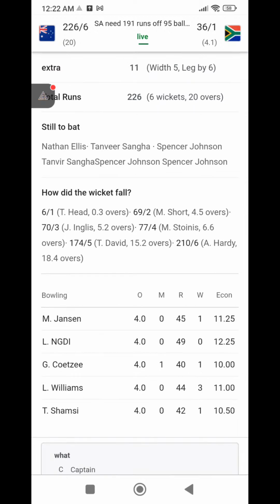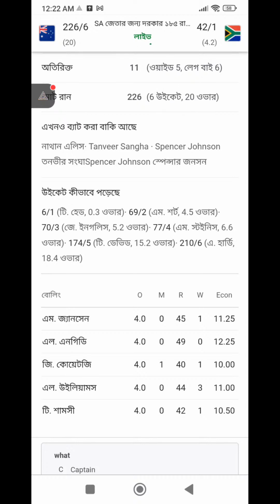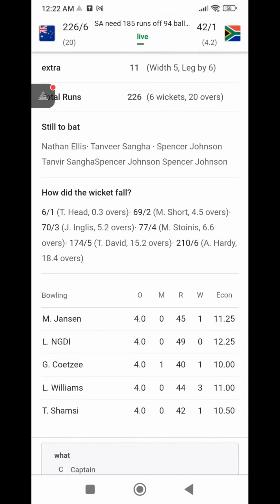M. Jansen 4 overs, 45 runs and taken 1 wicket. Coetzee 4 overs, 1 maiden, 40 for 1 wicket. And L. Williams 4 overs, no maiden, 44 runs and 3 wickets. And Tabraiz Shamsi 4 overs, no maiden, 42 runs and 1 wicket.